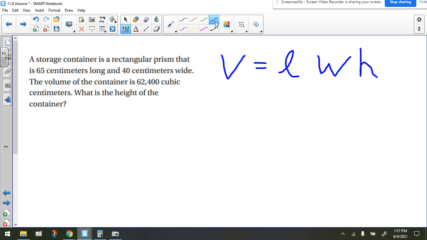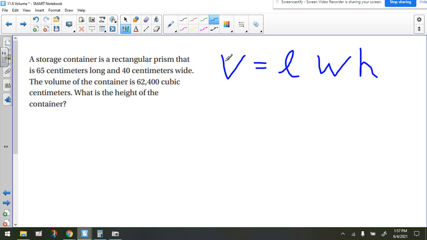Hey everybody, we're looking at question number, I think this is 10 on the 10.6 homework. A storage container is a rectangular prism that is 65 centimeters long, 40 centimeters wide. The volume of the container is 62,400 cubic centimeters. What is the height of the container?